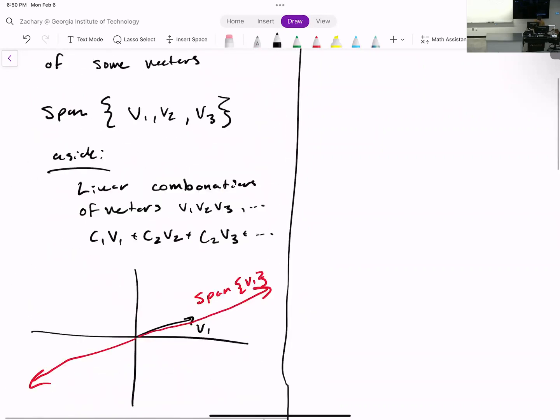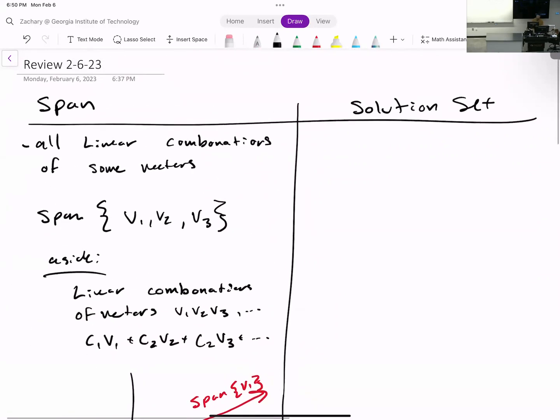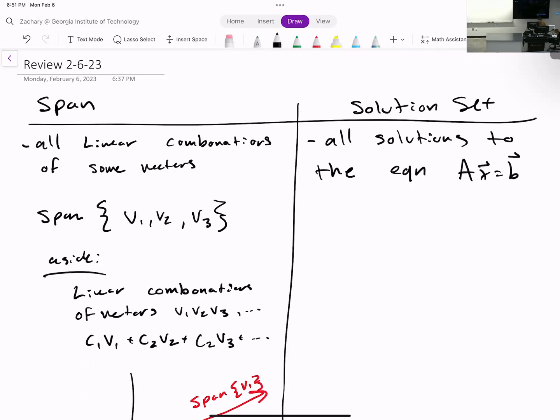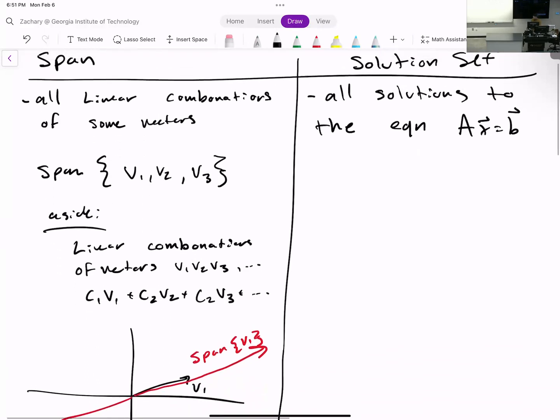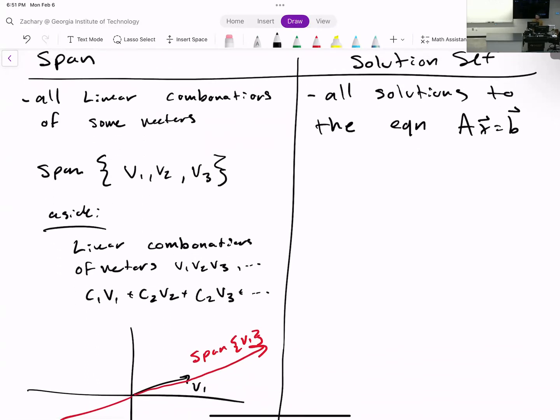Okay. So now we talk about solution sets. And what a solution set is exactly what you'd think: it's a set of solutions. So we say it's all solutions to the equation AX equals B. Okay. So with this, we're going to go a little bit deeper.